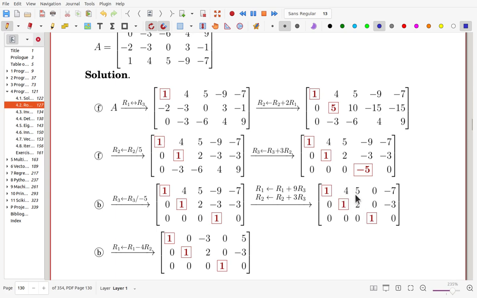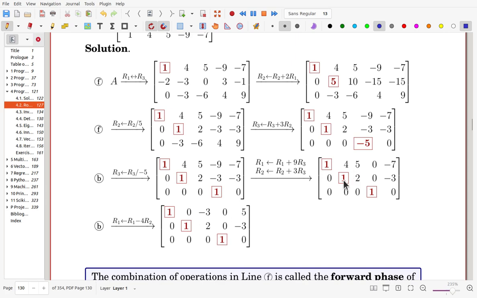Now we can eliminate that one. So here 4 times this row will be subtracted from the first row, and we can make this one 0. So we reach this reduced echelon form. Here, on the columns with leading ones, except for the leading ones, every other value is 0. Okay, so it is the reduced echelon form.